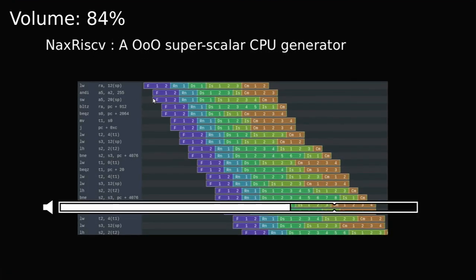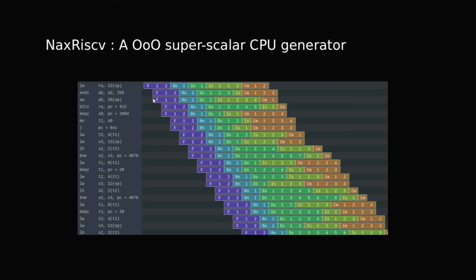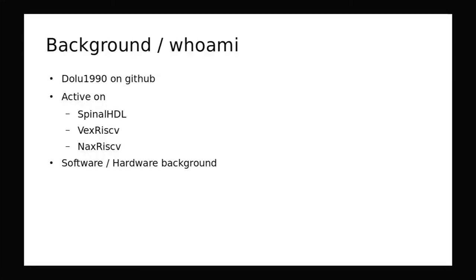I will present you NaxRiscv, which is a recently developed out-of-order superscalar soft core. A little bit of background first: I'm mostly active on SpinalHDL, which is a hardware description library for Scala. I also made VexRiscv, which is an in-order soft core, and NaxRiscv, which is the subject of this talk. My background is both software and hardware, so I will mix both worlds a bit during this presentation.